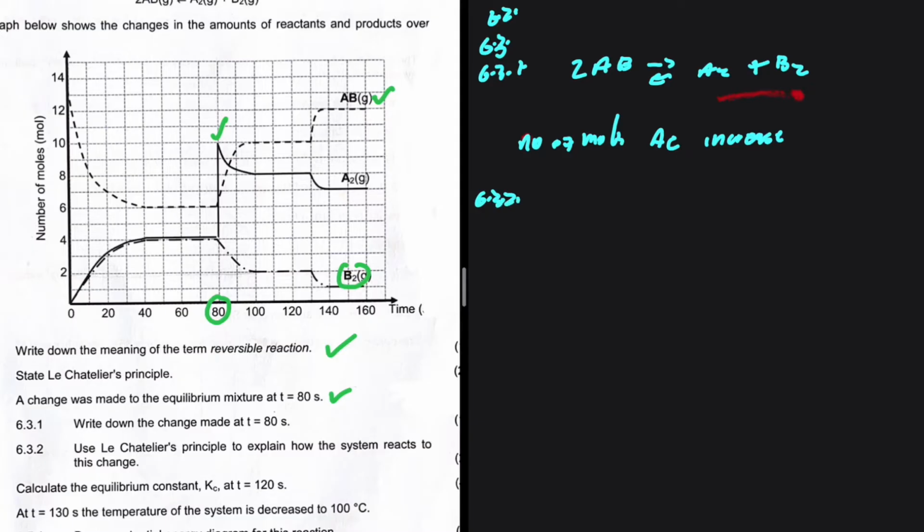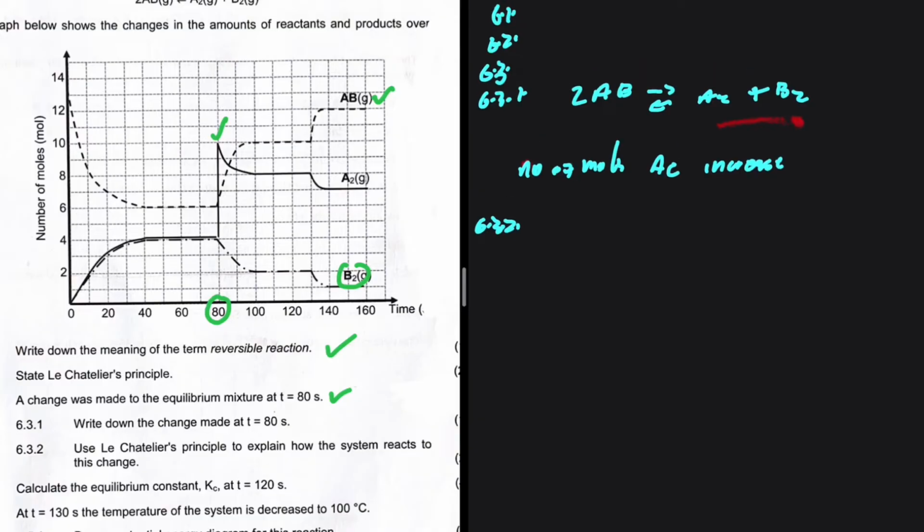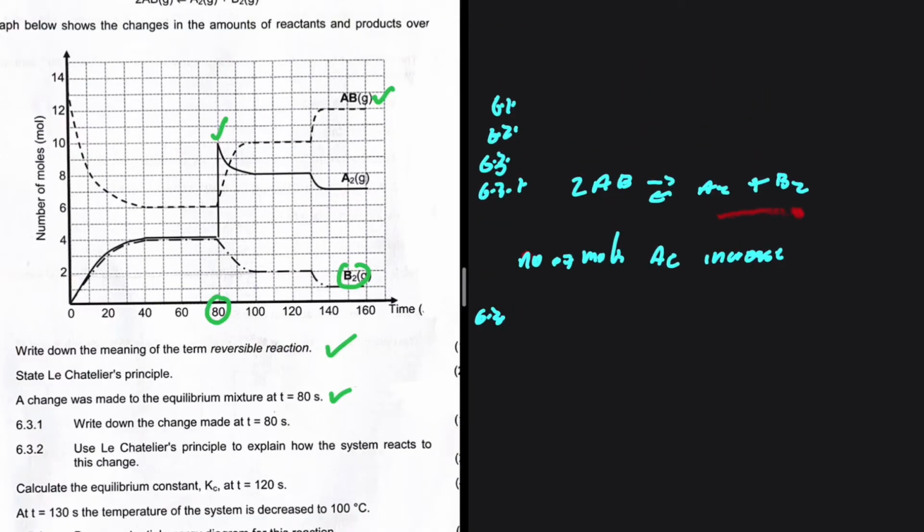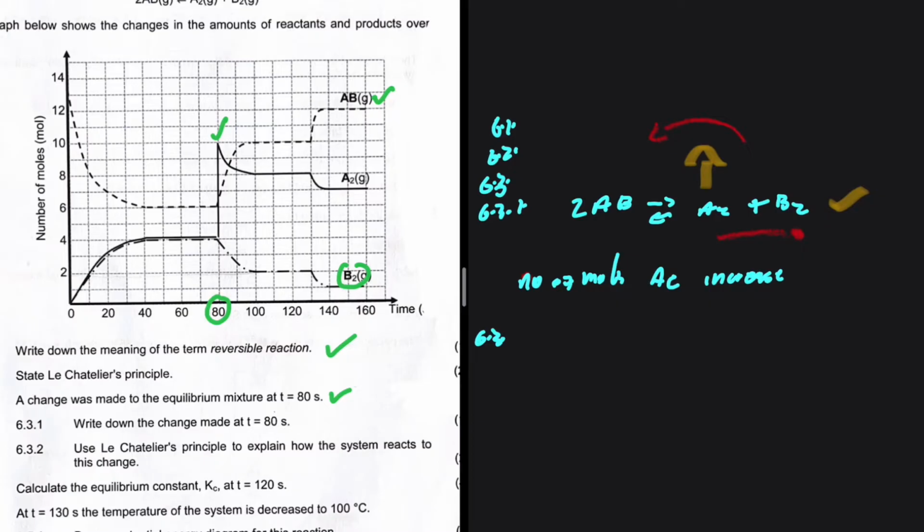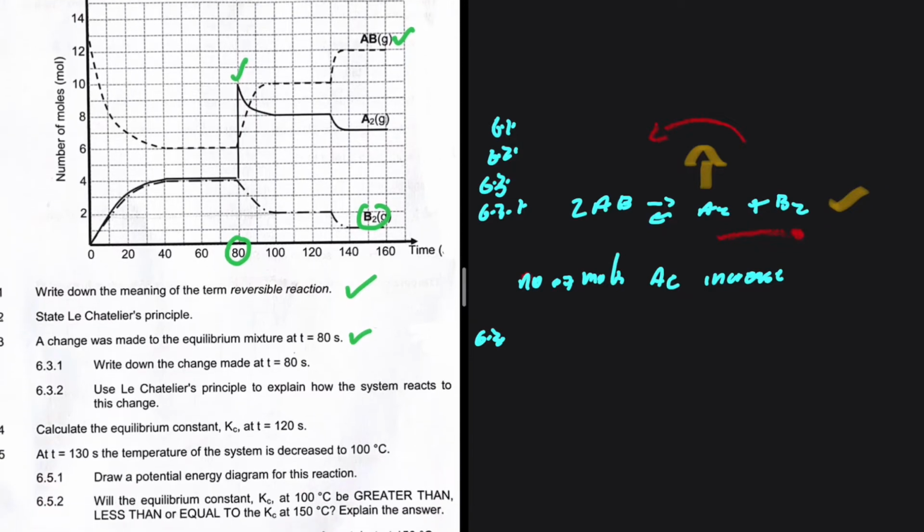6.3.2, use Le Chatelier's principle to explain how the system reacts to this change. I think I've touched on that, but let's just go through it again. So let's take a look at our reaction. If you increase the number of moles of A2, the system will want to reinstate a new equilibrium by favoring the reaction that reduces the number of moles of A2. Clearly, the reverse reaction reduces the number of moles of A2 because A2 plus B2 will be turned to AB. So that is how the system will react to this change. It will reinstate a new equilibrium by favoring the reverse reaction that leads to fewer moles of A2.